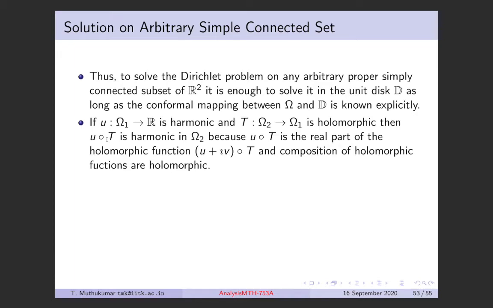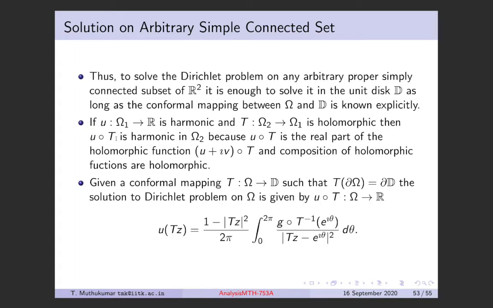Similarly, as I said, even the T composed u result is not true. Anyway, that's just extra information. Don't worry about it. So using this result and the previous solution, if given a conformal mapping T from omega to B, such that the boundary of omega is matched to the boundary of the open disk, then the solution to the Dirichlet problem on omega is given by u composed T, where u is the solution on the unit disk.